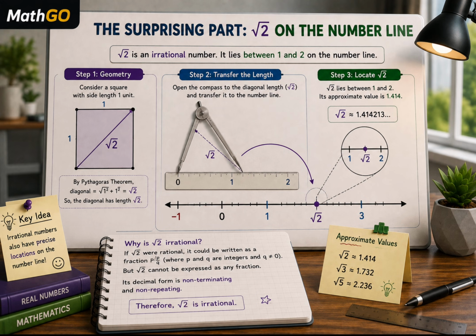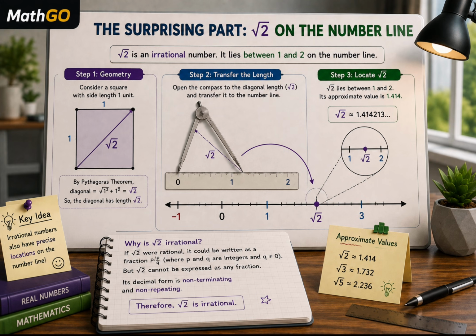Imagine a square with side length 1 unit. We want to find its diagonal. Using the Pythagorean theorem, d² = 1² + 1². So d² = 2, therefore d is equal to root 2. The diagonal has length root 2. Now we can transfer that exact length onto our number line. And we discover 1 < root 2 < 2. And its approximate value is 1.414.